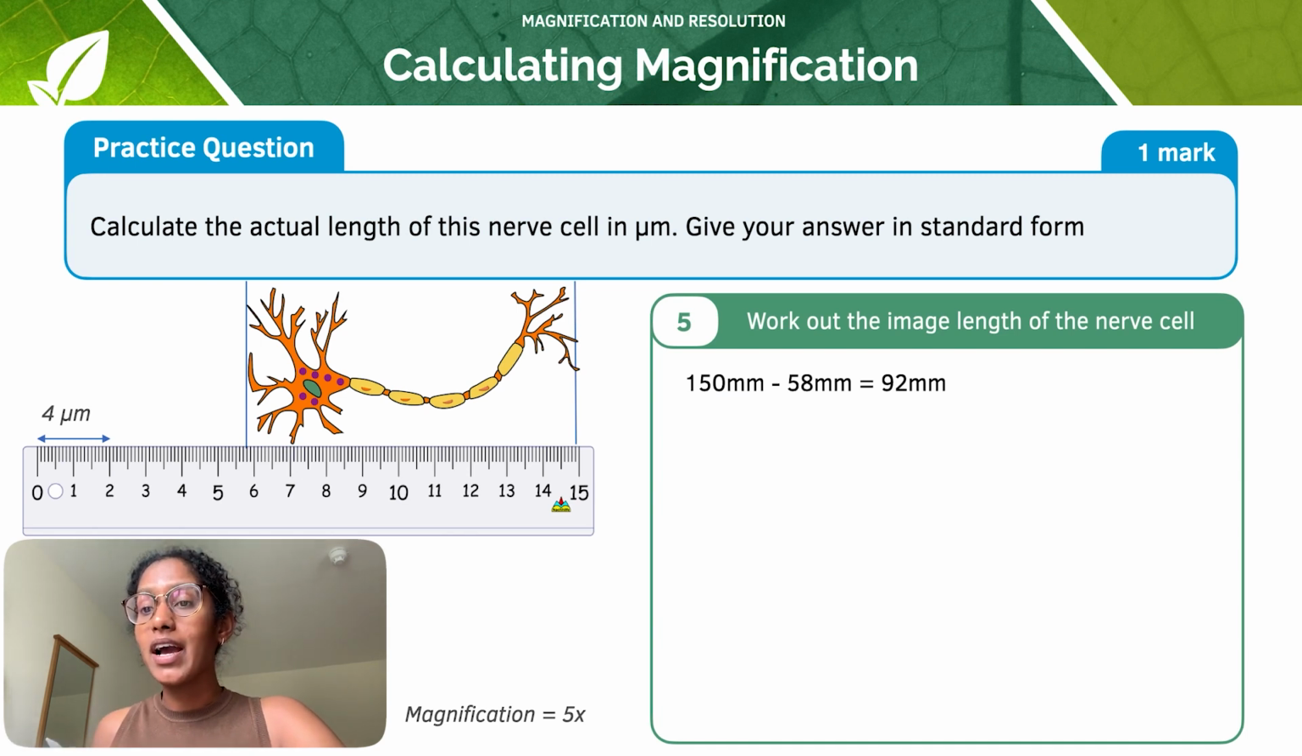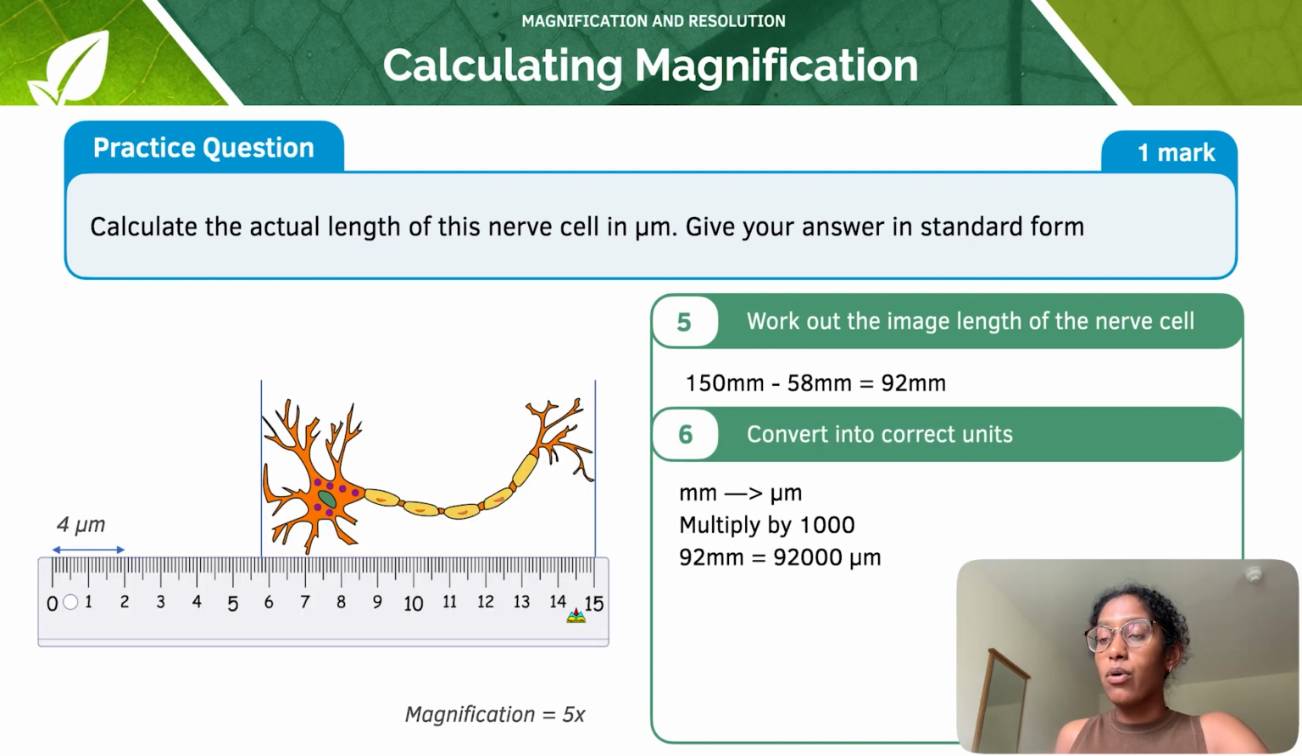Now we need to work out the image length of the nerve cell. So again, just like what we did in our last question, we need to measure from here to here, from the end of the nerve cell to the other end. And that reads out at about 92 millimeters. Now we need to again convert that to micrometers, because that's what our question is asking for. So we multiply that by 1,000 and we get 92,000 micrometers.